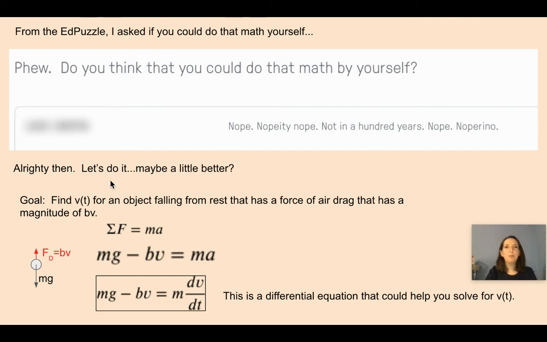Okay, so this is where we left it in class: we had gotten to the point where we could say mg minus bv, this net force, is equal to ma, where we wrote a as dv/dt. So this is a differential equation that you can solve. Okay, let's do that.